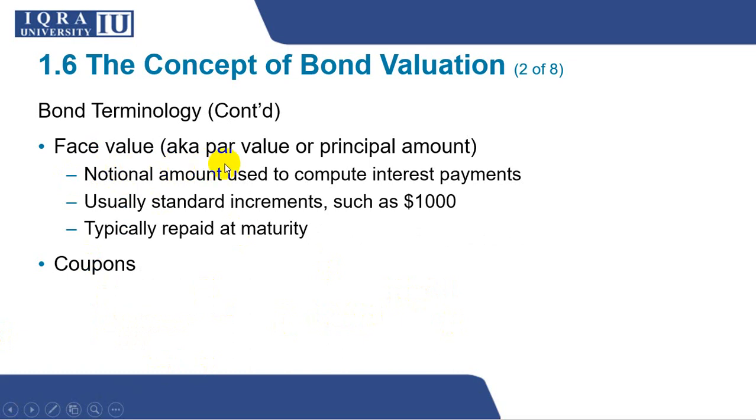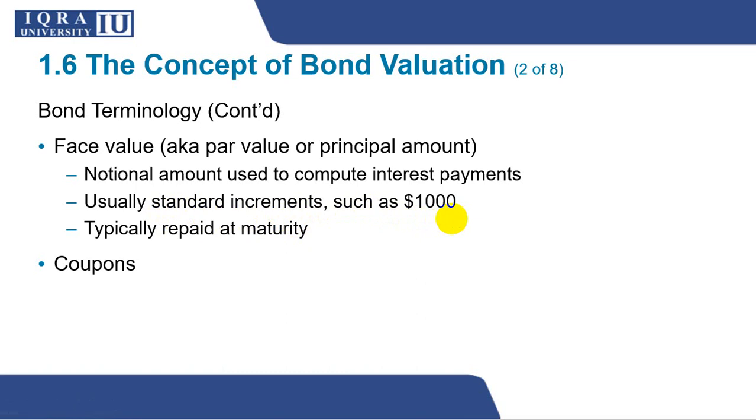Face value, also known as par value or principal amount. Par value, face value, and principal amount are the same thing. It means whatever value you are actually raising with that bond certificate. It is a notional amount used to compute interest payments. This face value, or par value, is the value on the basis of which you compute all the interest payments. Usually it comes in standard increments such as $1,000.